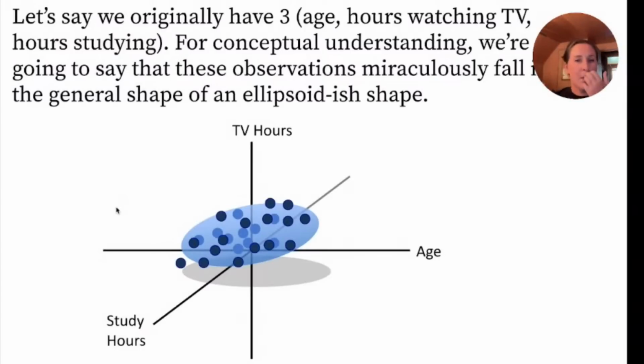So let's say we have some mock data where this is data for age, hours watching TV, and hours spent studying. And for conceptual purposes, let's say that this is kind of like the shape of a football, I think is the easiest way to think about this. So this is a shape of a football.